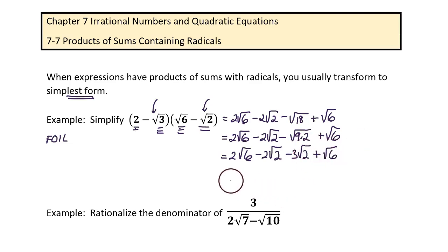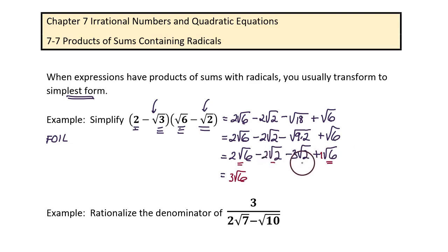We're almost done. We can't simplify anymore in the individual terms themselves, but we can combine like terms because we have some like radicals. This radical has a square root of 6. Later on there's another square root of 6. Those are called like terms. So 2 square root of 6 plus 1 square root of 6 makes 3 square root of 6.